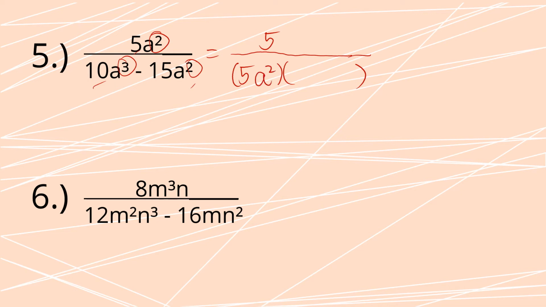Kasi itong si 5a squared, hanggang a squared kaya niya ibigay. Si 10a cubed, a squared kaya niya ibigay. Si 15a squared kaya niya rin ibigay. So, wag lang mag-a cubed, wag lang mag-a raised to 3, kasi hindi na mabibigay ng dalawang to, kasi dalawang a lang meron sila. Okay, so that's why a squared yung kanilang common factor. So, isulat na rin natin sa taas yung a squared.